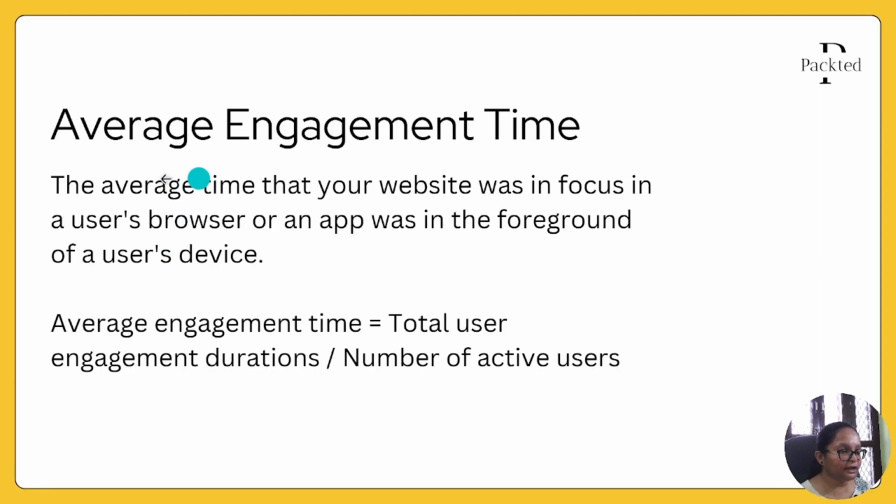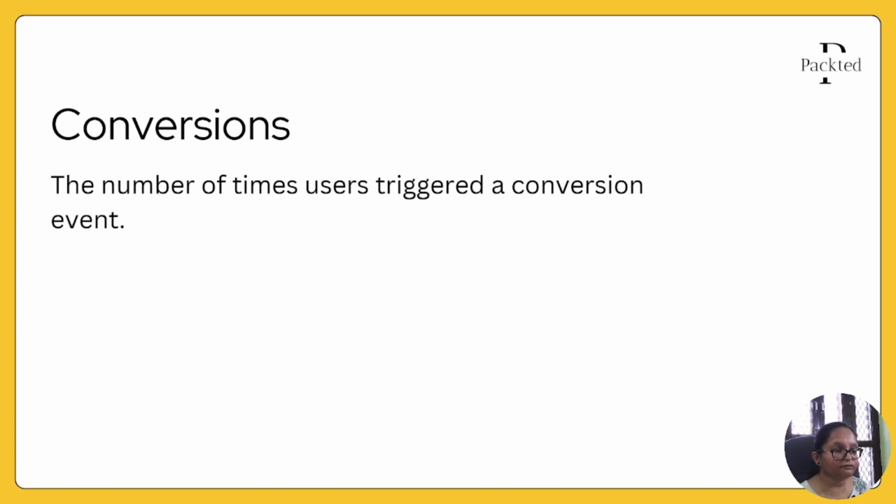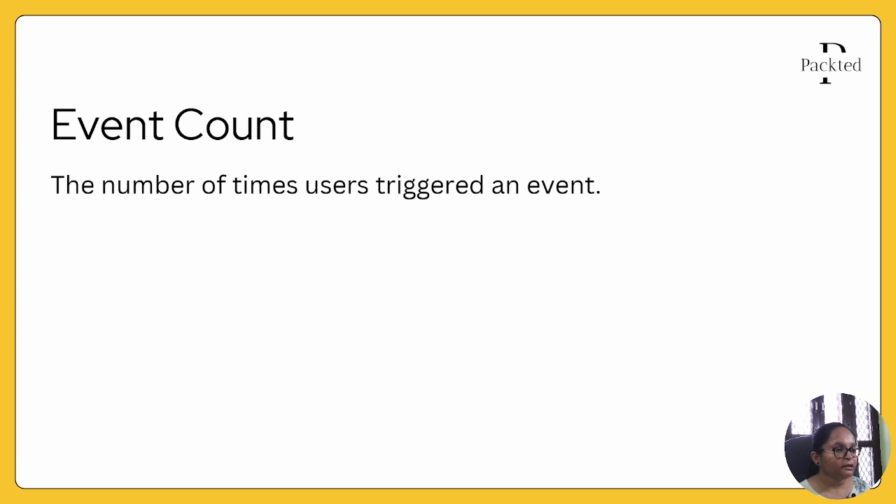So the first is the average engagement time. You must already be familiar with this, that the average engagement time is the average time that your website was focused on in the user's browser, or your app was in the foreground of a user's device. So this is a little formula that is used to calculate the average engagement time. The next is the conversions, the number of times users triggered a conversion event. The event count is similar, the number of times users triggered a particular event.